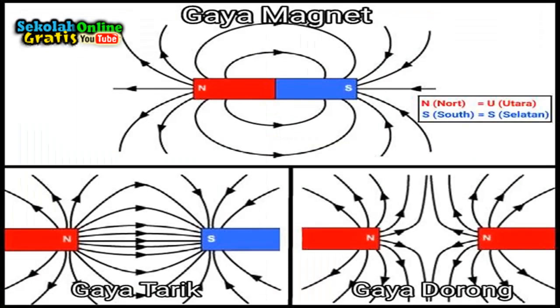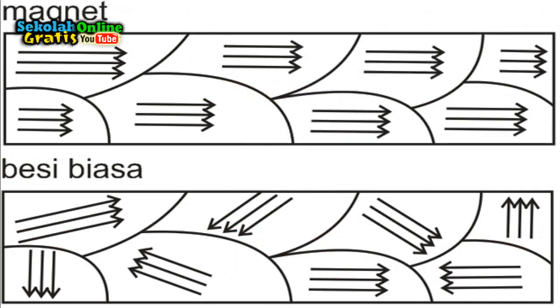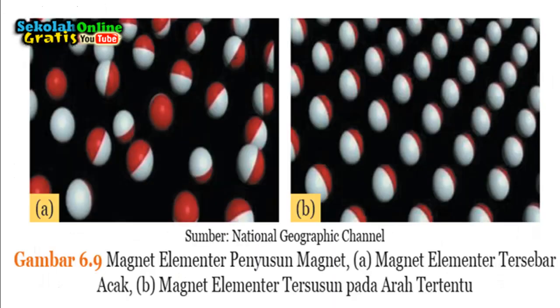The north and south poles of randomly dispersed magnetic particles have no magnetic properties. In certain types of metals, such as iron and steel, the particles are arranged in an orderly manner so that they have magnetic properties. The following are the elements that make up the magnet. A. Magnetic particles are arranged randomly. B. Magnetic elements are arranged in an orderly manner.